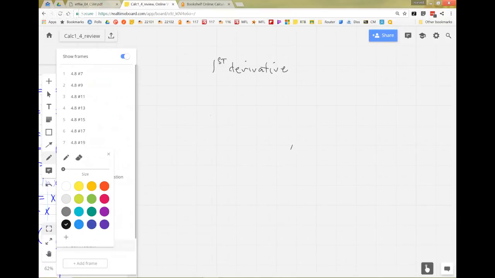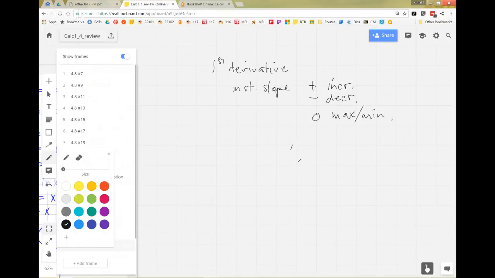What does the derivative tell you? The first derivative. It tells you what? The instantaneous slope. And if it's positive, that tells you the curve is increasing. If it's negative, that tells you the curve is decreasing. And if it's zero, it tells you we either have a max or a min.